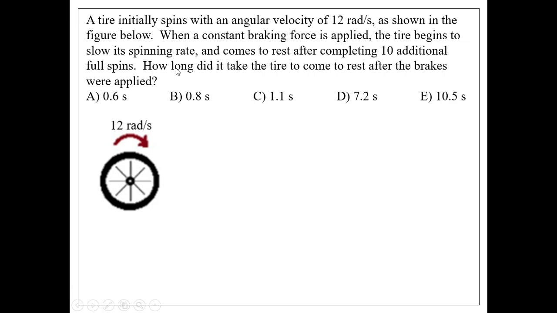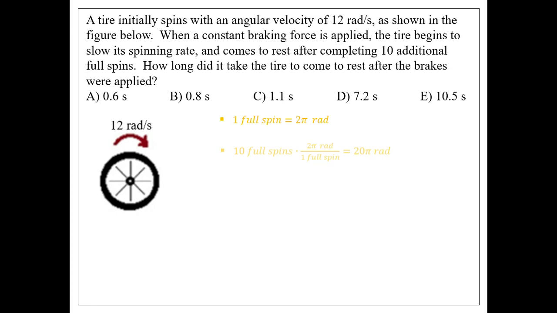So the question is looking for how long did it take for it to come to a stop, aka time. I'm just going to remind you to read carefully. Here it says 10 spins, or 10 full spins. Keep in mind that one full spin is 1 revolution, and 1 revolution is equivalent to 2 pi rad. It's important that you convert to rad because angular displacement is in units of rad.